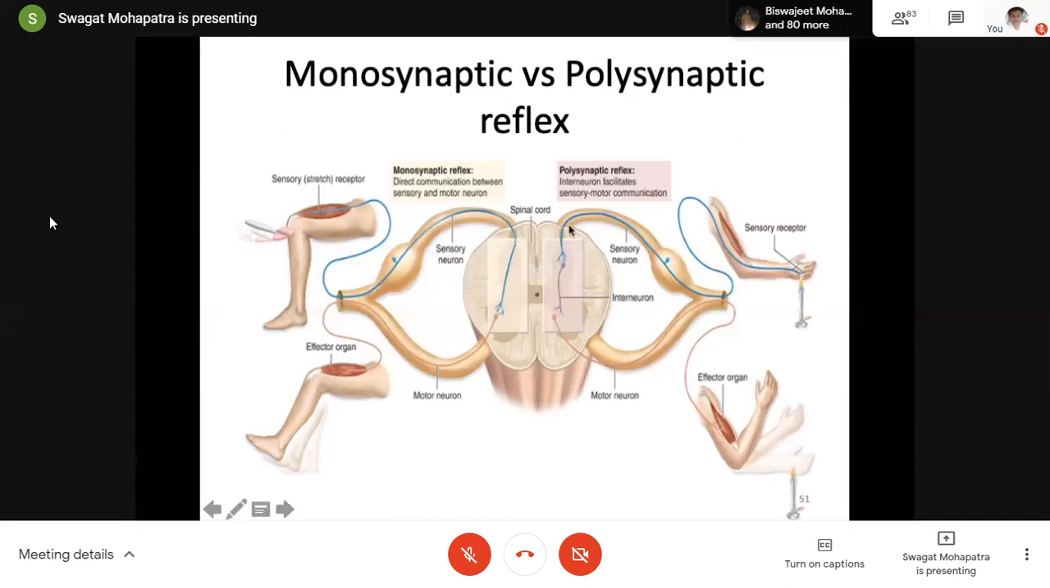Why should it be faster? Because this knee jerk reflex, suppose you are running, you are stepping in an imbalanced manner on certain things or certain grounds. Your reflex should function immediately.